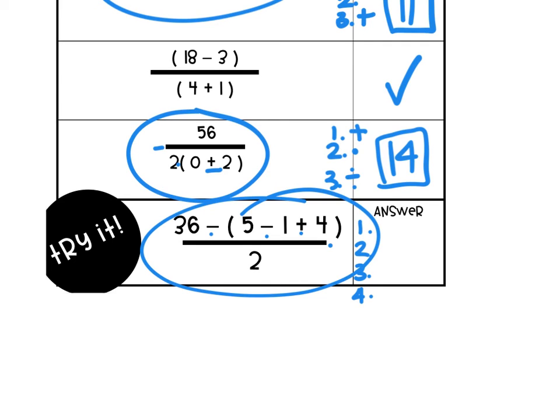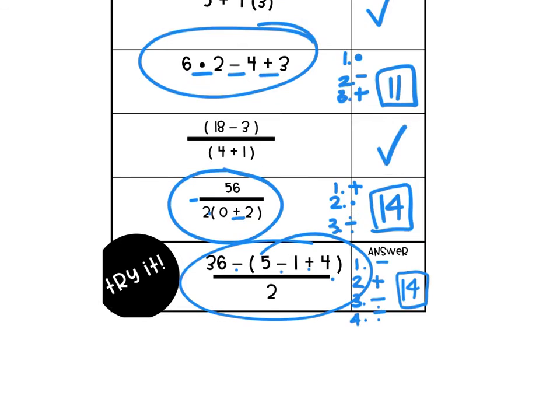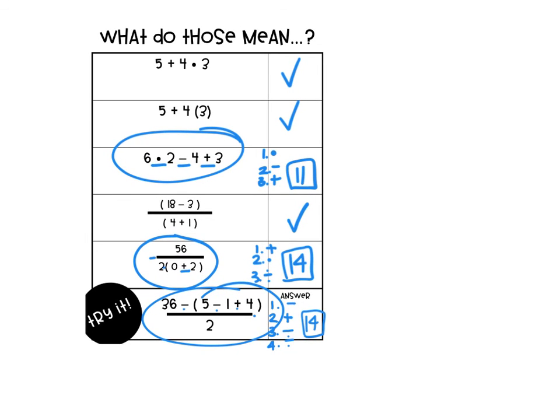Your first step is in the parentheses, so you're going to go left to right. You're going to do subtraction, addition, then subtract, and then divide. And your answer, when you work it out, you should end up with 14 again, because you should have gotten 28 on top, and then divide that by 2, and you're done.